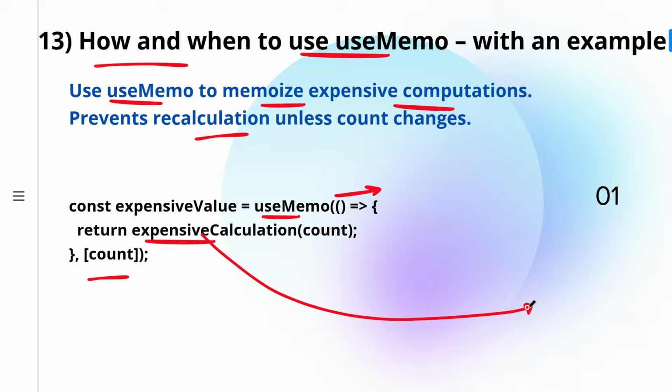This is a function which does the expensive calculation. So we are just checking that in case there is anything changing in the count, then only do the recalculation of the expensive calculation, else don't do it. So it is going to cache the calculated value, so that you need not do it again and again. So this is about useMemo, and this is the example.